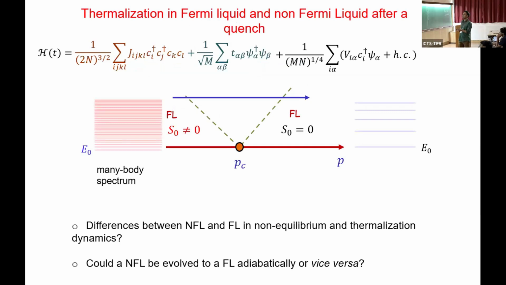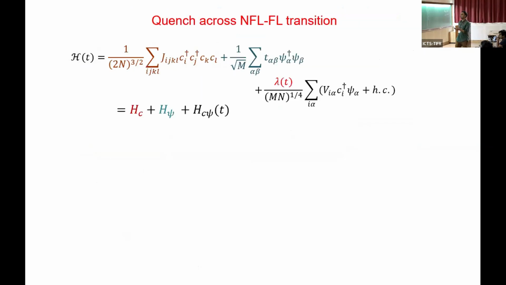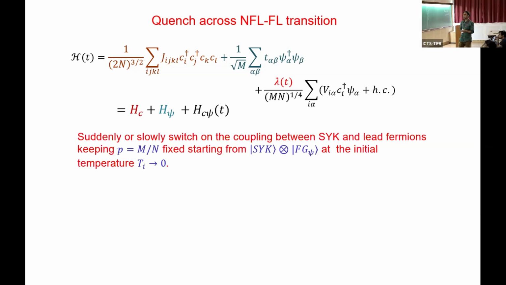So remember, let me remind you, there is a quantum critical point here from a non-Fermi liquid to Fermi liquid, which goes through p equal to 1. So this p is not the p that I was mentioning. This p is the ratio of m by n in this model, not the p of the entanglement. So you can actually just quench this system such that it either ends up in a non-Fermi liquid, or in a Fermi liquid, or at the critical point. You can do the quench like that.